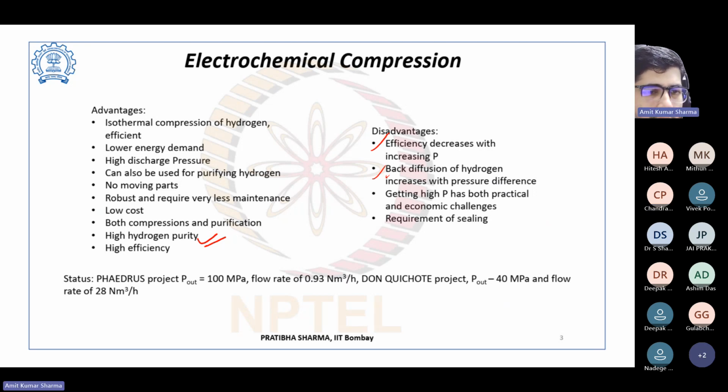There is a current project, Pedrus, with an output pressure of 100 MPa and a flow rate of 0.93 cubic meters per hour. Another project has an output pressure of 40 MPa and a flow of 28 normal cubic meters per hour.